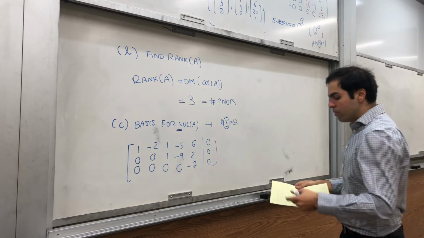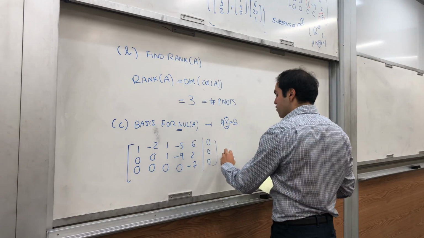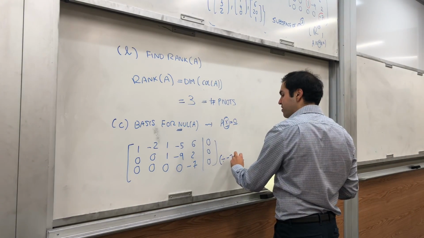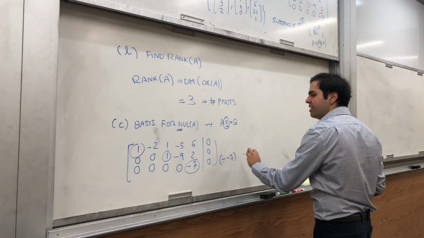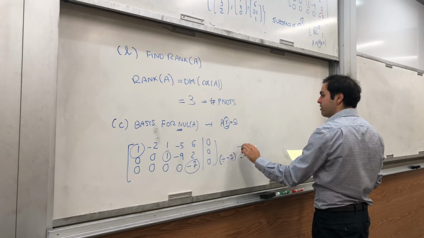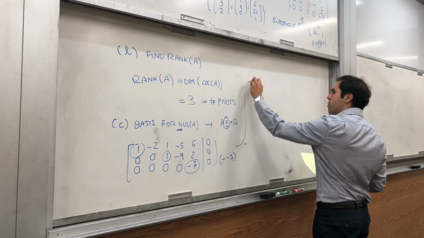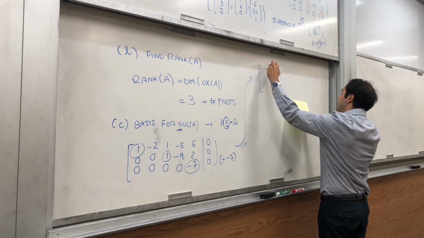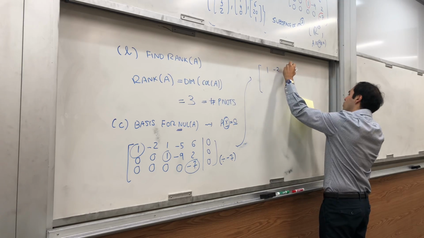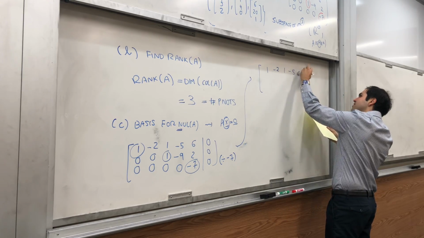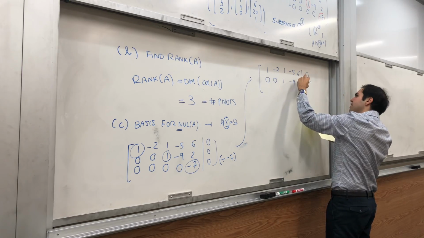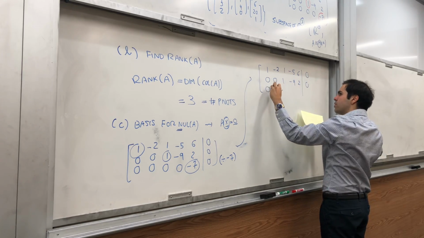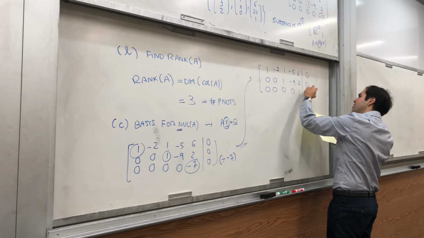And then you want the reduced row echelon form, which first of all means the pivots have to be 1. So turn this minus 7 into a 1, and we get 1, minus 2, 1, minus 5, 6, 0, 0, 0, 1, minus 9, 2, 0, and then 0, 0, 0, 0, 1, 0.